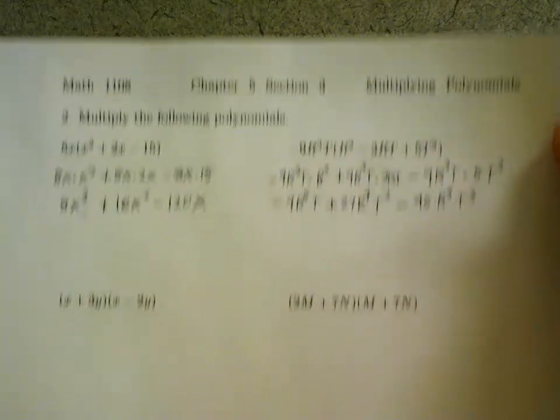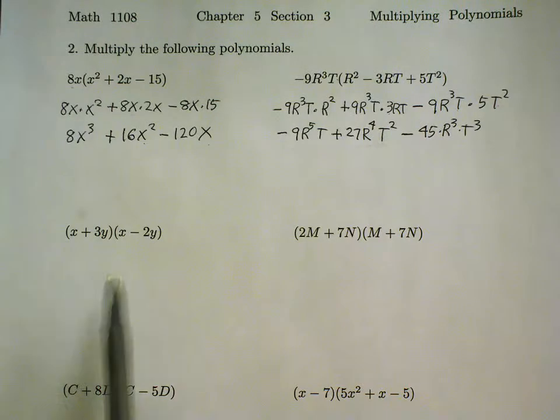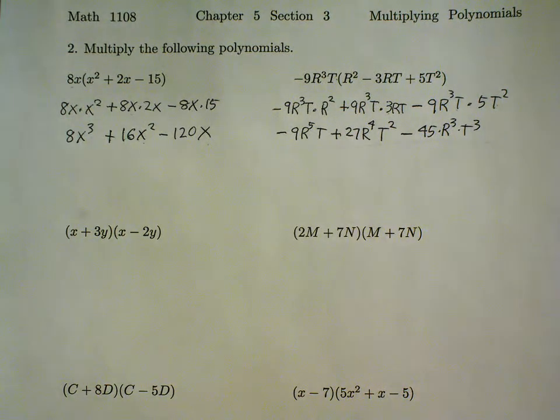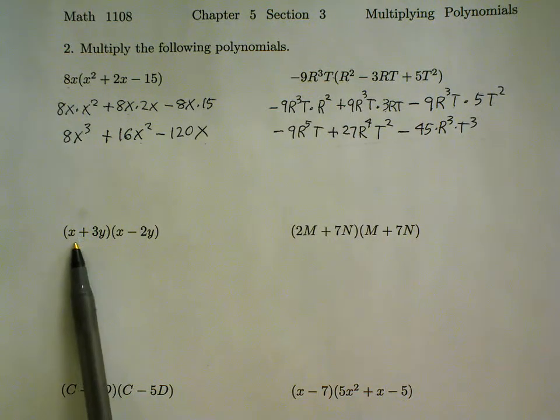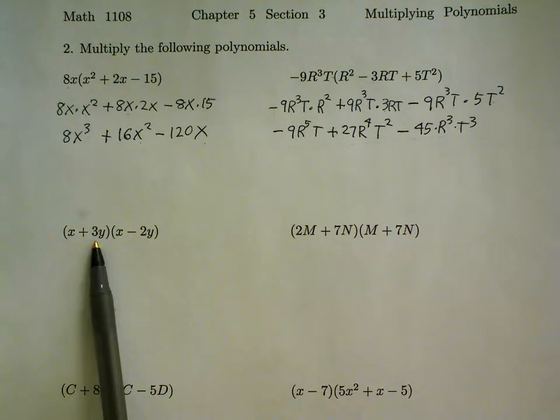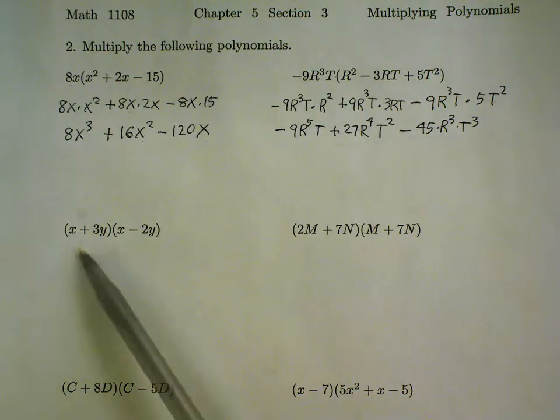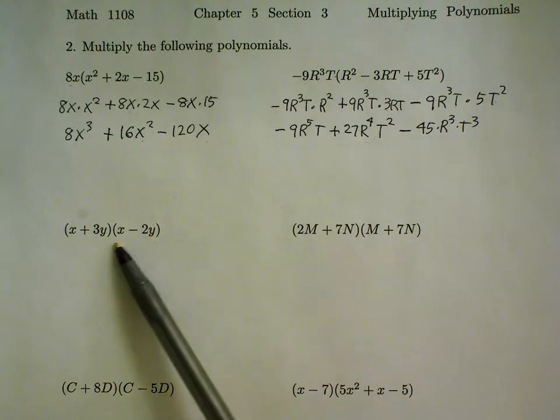In the next three examples, we're multiplying binomials. So a binomial has two terms in it. The quantity x plus 3y is a binomial, and we're multiplying it by another binomial, x minus 2y.